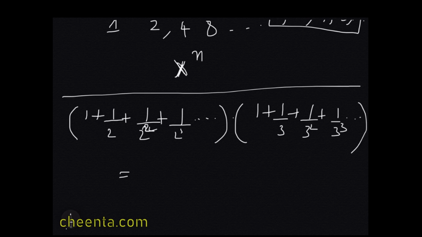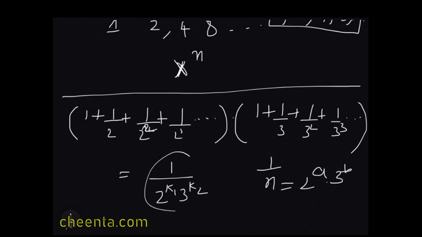Now in this, if you notice, every number of the form 1 by 2 power k1 times 3 power k2 is the reciprocal of a number n of the form 2 power a times 3 power b. That 1 by n I have expressed here because I want convergence. There's something to do with convergence. So every number of the form 1 by 2 power something and 3 power something is representable through this product, and it appears only once, because all 2 powers appear here and all 3 powers appear here. So it doesn't appear more than once, but every product of 2 powers and 3 powers appears.